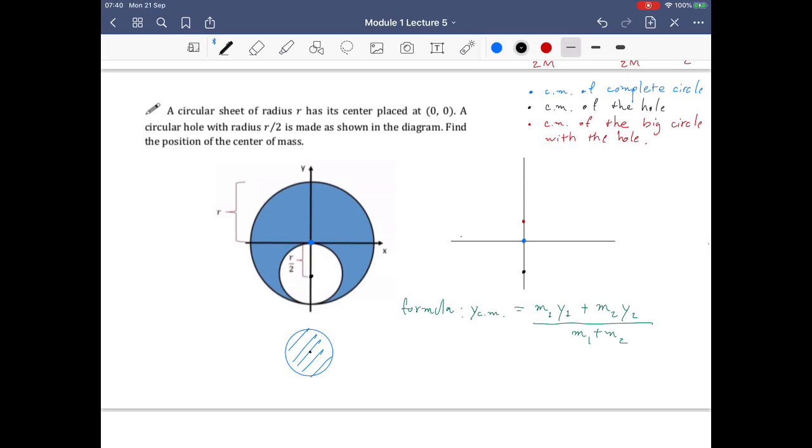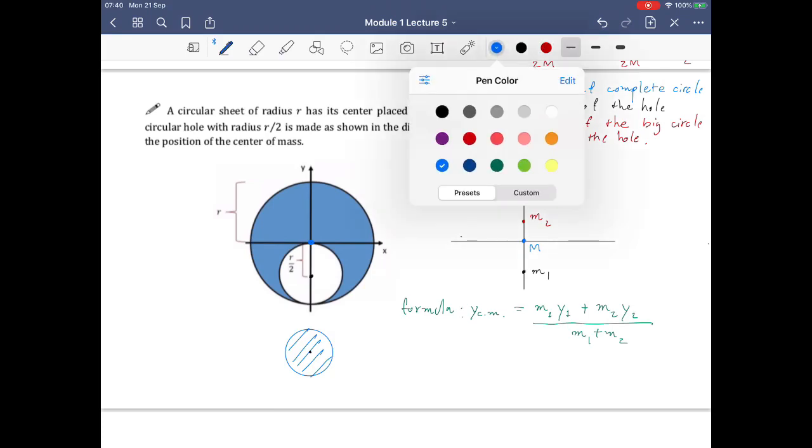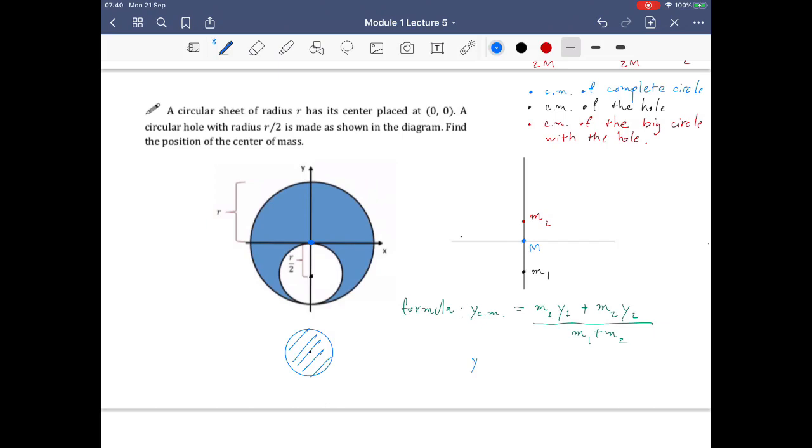We will say that each one of these has different mass. So the blue one has the total mass. The black one, let's say it has mass m1, and the red one, let's say it has mass m2. Okay, so we will put all of this in the formula.